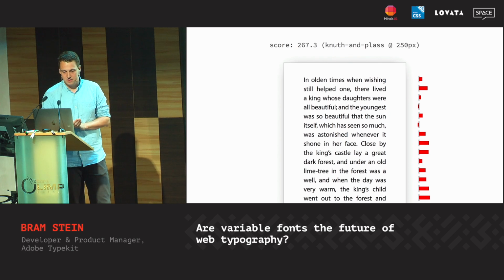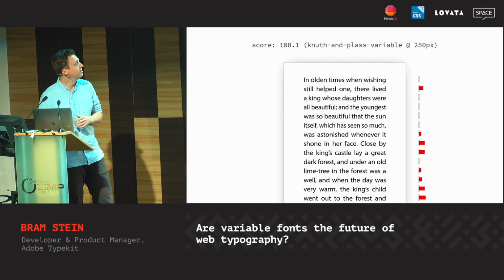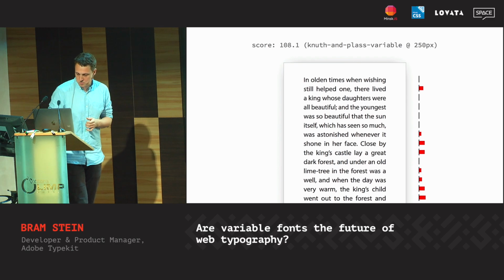And you can see that in more narrow columns. So this is before, this is state of the art, and then with variable fonts, it is much better. You get like half the score.